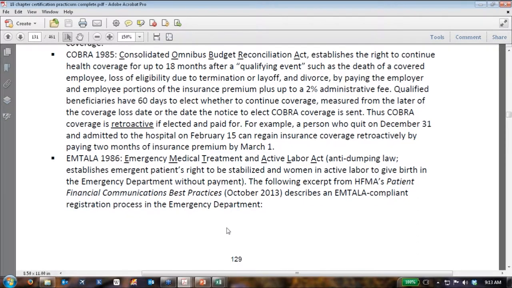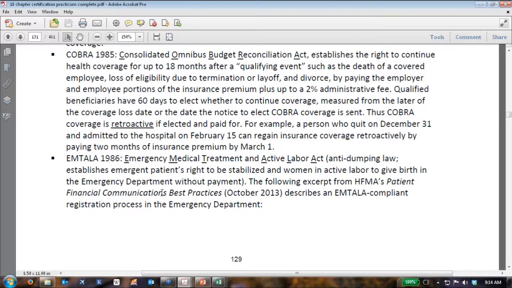EMTALA is one that's more significant for us in healthcare. It's the Emergency Medical Treatment and Active Labor Act. It entitles someone with an emergent condition, someone hurt, or someone whose health and life are in danger, to receive medical treatment. That's the first part of the title, EMT, and the ALA part, the Active Labor Act, refers to women in labor who have the same right, and that is to deliver their baby in an emergency room and cannot be turned away and sent back out into the street or shipped off to another hospital.